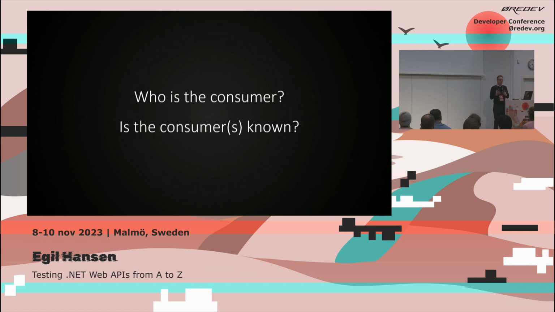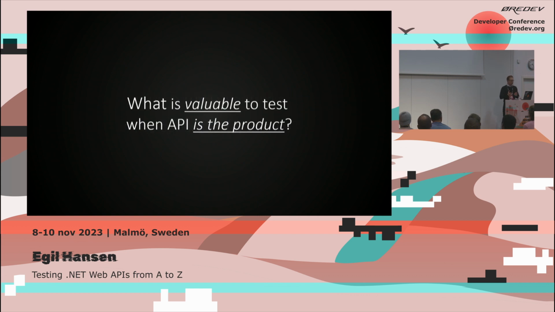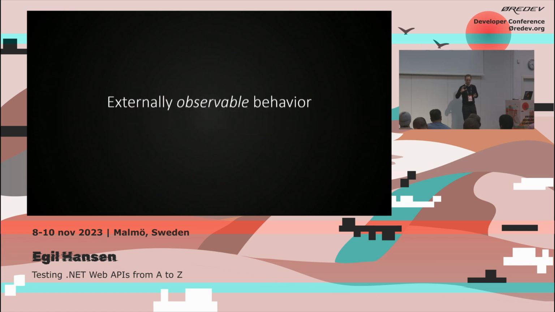That is the other side of the spectrum, where you have a lot of promises given to a lot of people you don't really know. So there we really have to be protective about what changes we make, and when we make changes, we understand that we're doing it and it's on purpose. So what is valuable to test in this scenario where the API is the product? Let's think about that for a quick second. If we look at it from the outside, it's really the externally observable behavior that the users of our API see, what they're expecting.